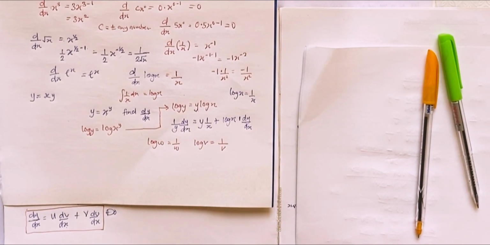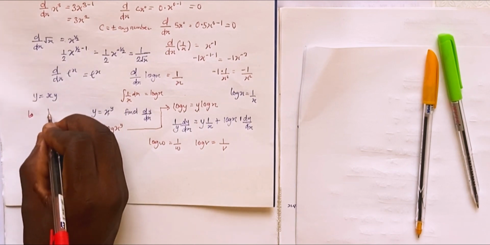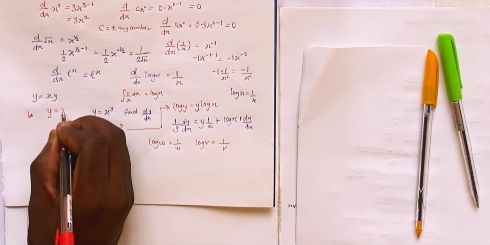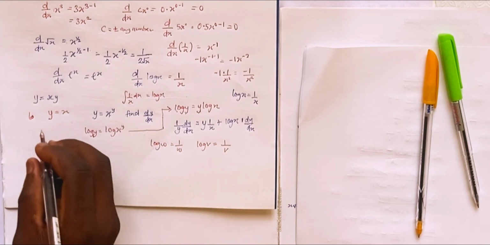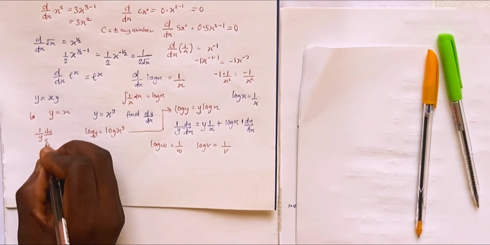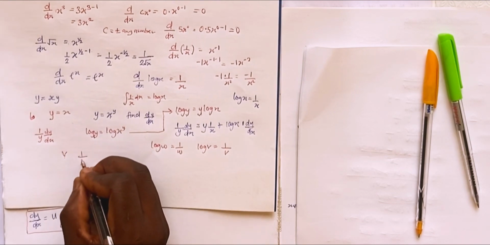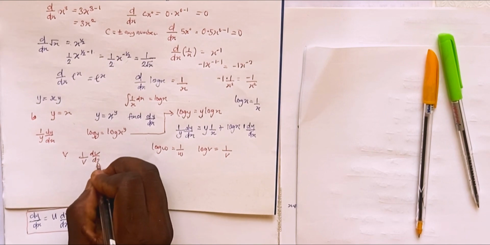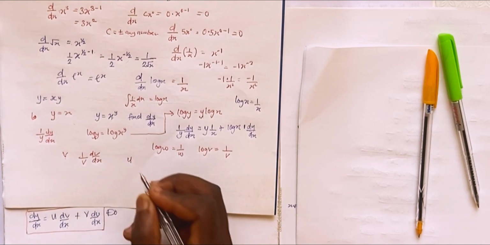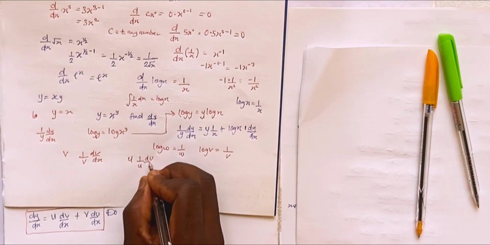But whenever you are differentiating a dependent variable, let's say you are differentiating y, and y depends on x and so on, then in this case it's going to be 1 over y, then dy/dx. If v is your dependent variable, it's going to be 1 over v dv/dx. If u is the dependent variable, it's going to be 1 over u du/dx.